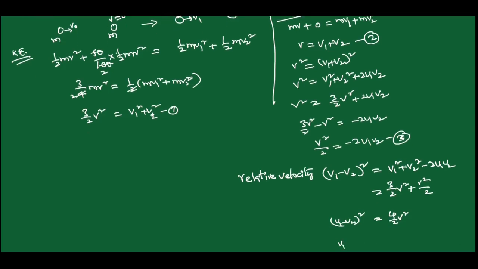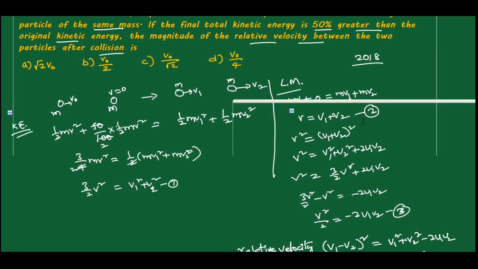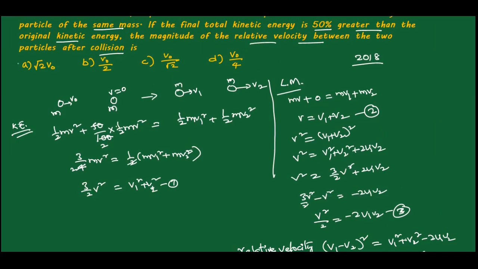We want v1 minus v2, so taking the square root, you get root 2 v. So this is the answer. Now check which option is correct. The first one, here it is in terms of v0, you can take v0, no problem. So this is the solution for this type of question. Okay, thank you very much, all the best to all.